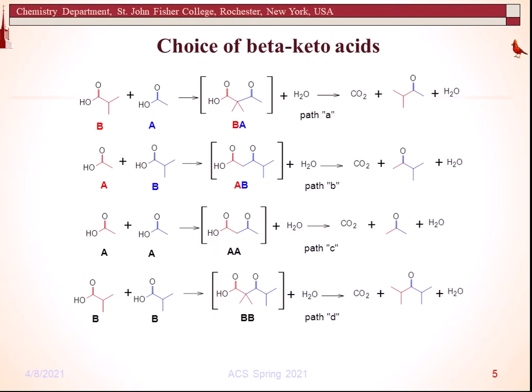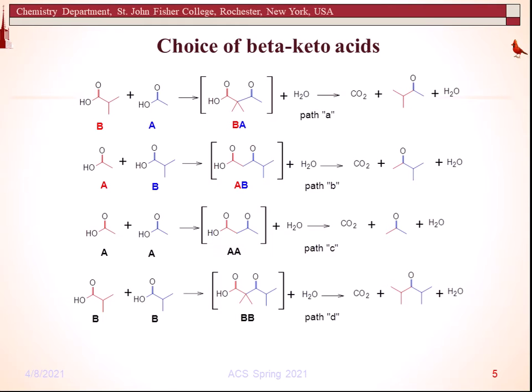We have chosen 4 beta-keto acids because they were proposed as intermediates in the cross-ketonization of a mixture of acetic acid A and isobutyric acid B. As part of the catalytic mechanism, the acid shown in red is enolized and it adds in the condensation step to the carboxyl group of the acid shown in blue.